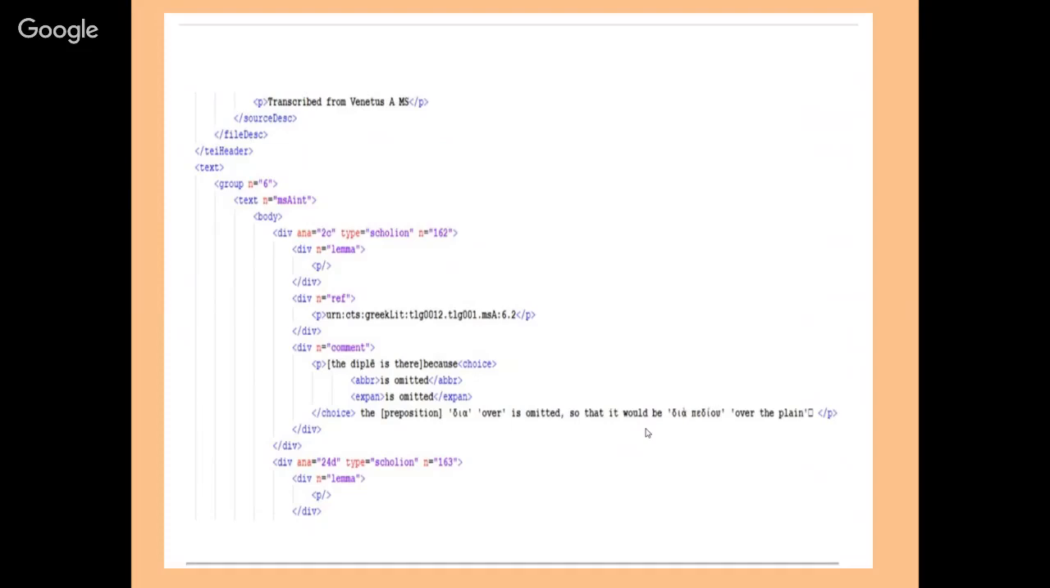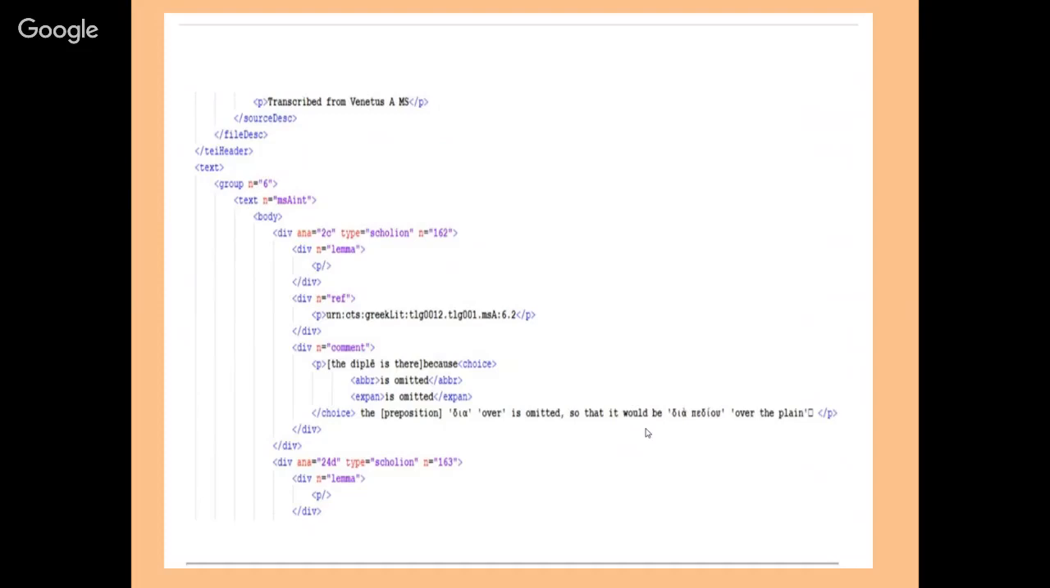As you see here, I put this introductory phrase in brackets, in order to demonstrate the relationship between the text and the scholion. The word is omitted because the preposition dia, over, is omitted, so that it would be dia pedion, over the plain. Concerning the translation of the verb elip, I prefer a literal translation, because I don't do things that imitate the absence of a syllable in the Greek text or reproduce the expanded and unexpanded version of the verb. So that's why I said simply is omitted, so that it would be dia pedion, over the plain.